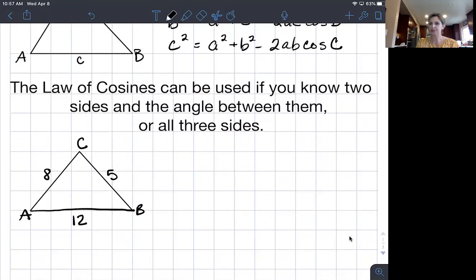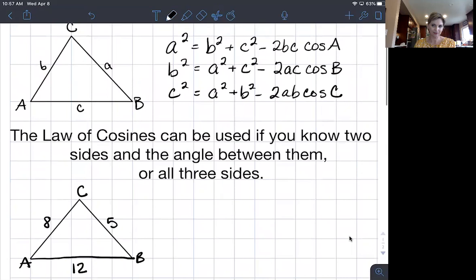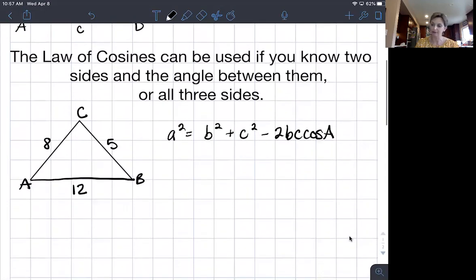What I need to do is solve for all three angles of that triangle. No angles are given, so that means I can't use the law of sines. I'm going to have to use the law of cosines, and I need to solve for all three angles. So I could use any of the three forms of the law of cosines because I need to solve for A, B, and C, all three angles. But let's say I'm going to solve for angle A first, using the first version of the law of cosines.